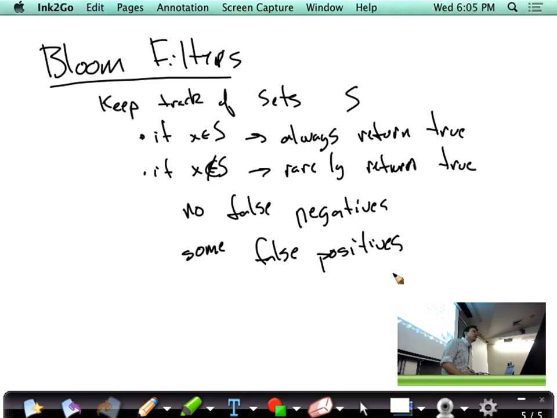If you want to do this exactly, you're going to probably need a lot more space. You're going to need to use the standard hash table. But if you're allowed to have some false positives, then this is going to be okay, right?